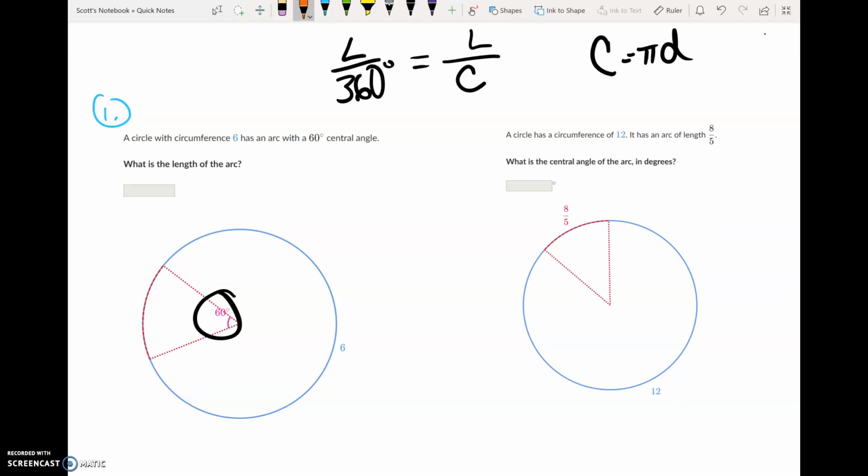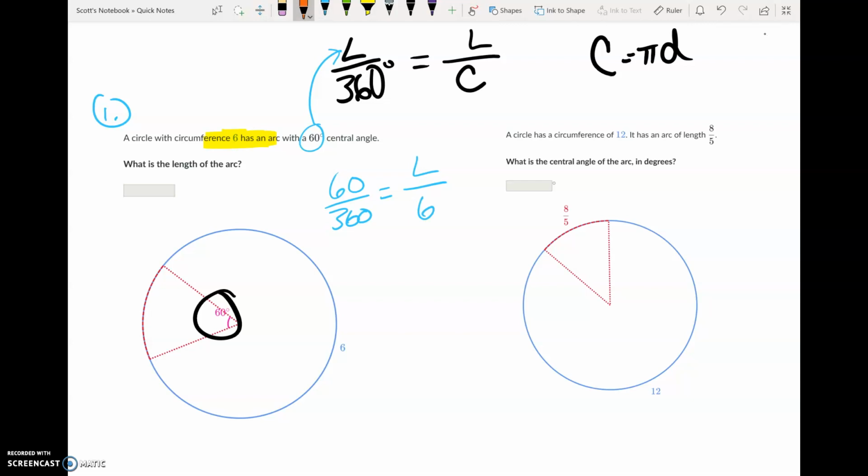And sometimes it just tells you what the circumference is. So for this one, notice you don't have to actually find what the circumference is. It tells you it's 6. And the central angle is 60. So you're going to plug 60 in for the angle: 60 over 360 equals the length over the circumference, which is 6.